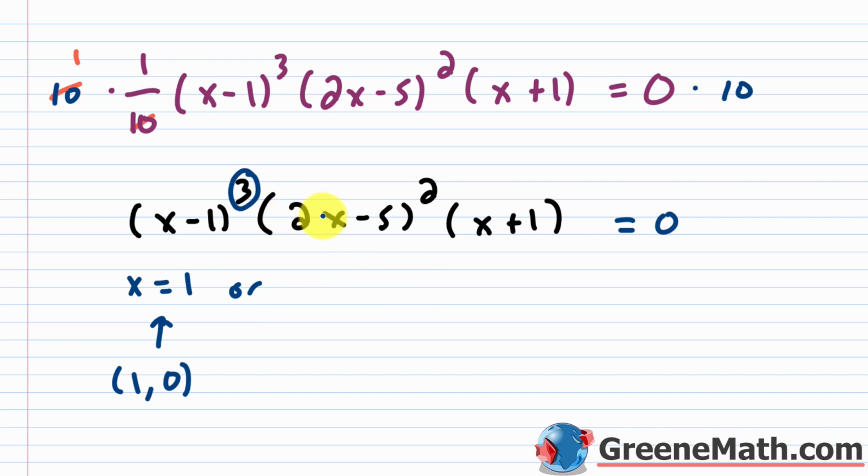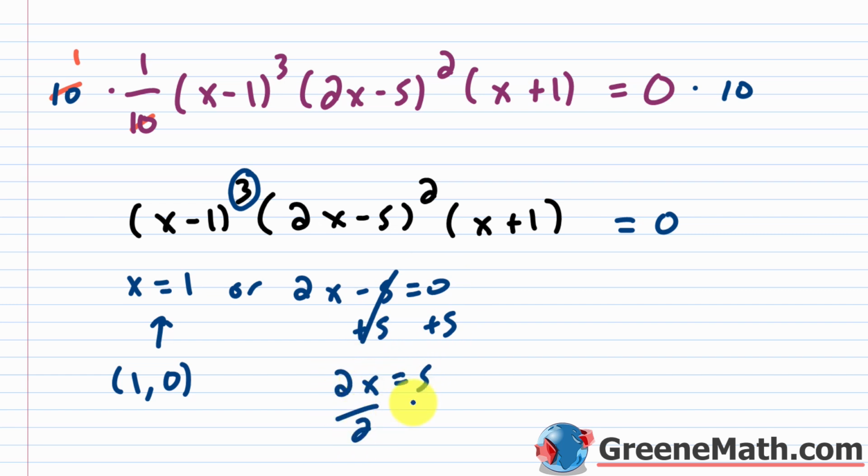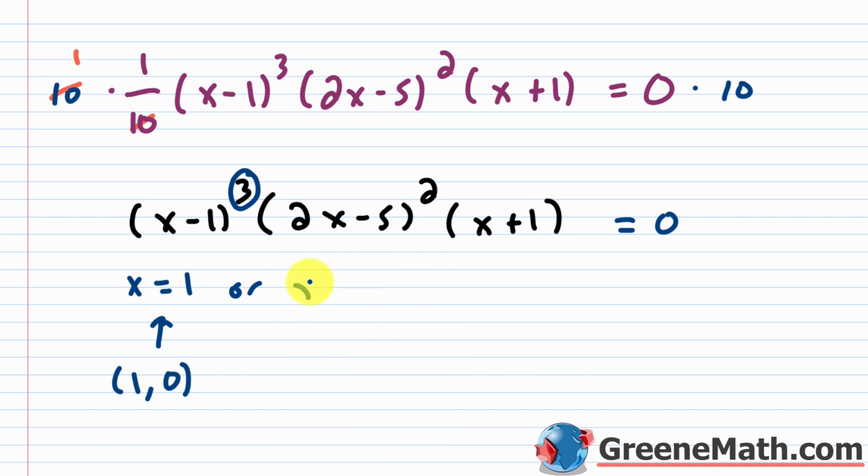So now you'd have the quantity (2x - 5)² equal to 0. And again, you could just solve 2x - 5 = 0. We would add 5 to both sides of the equation. This would cancel. You get 2x = 5. Divide both sides by 2. This would cancel. So you're going to get x = 5/2. So 5/2 would be a 0 there, and the multiplicity would be 2. So that would lead to an x-intercept, which is (5/2, 0).